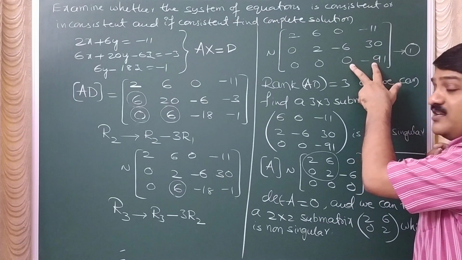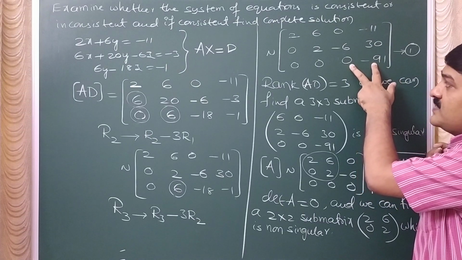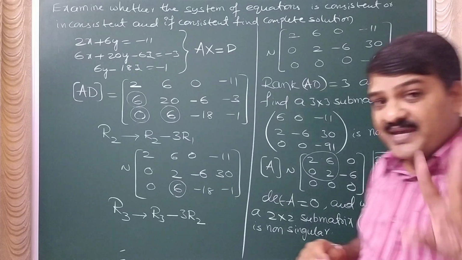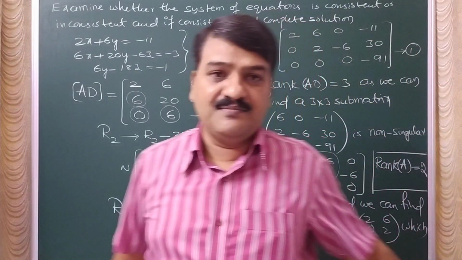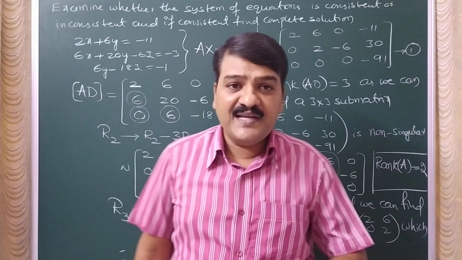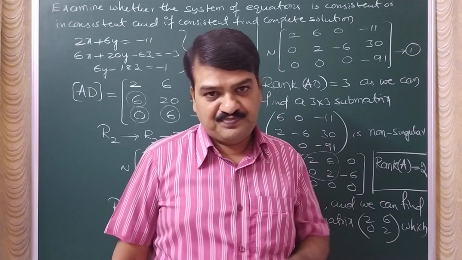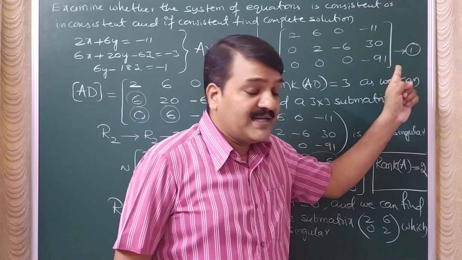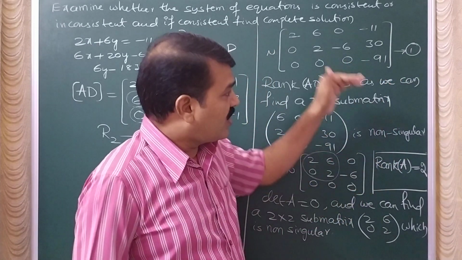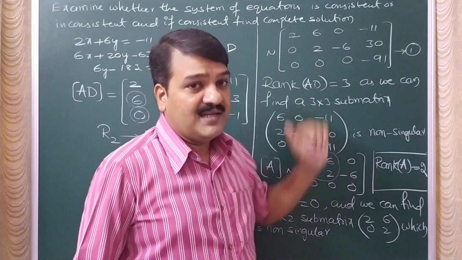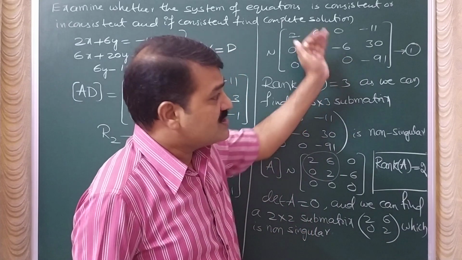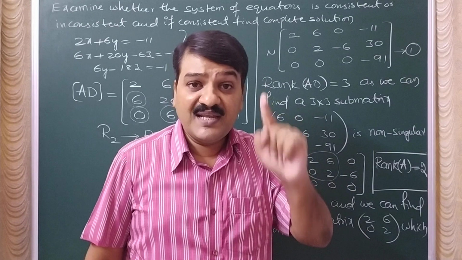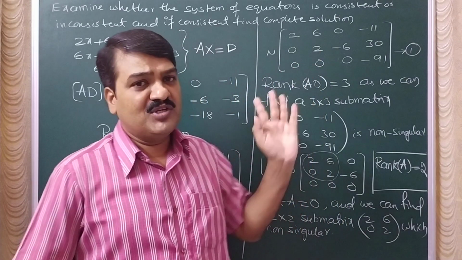If both these elements are zeros, that means if a complete row is 0, or any 2 rows are identical, or elements of any 2 rows are in the same ratio, you will get infinite solutions. Simple, you remember that.